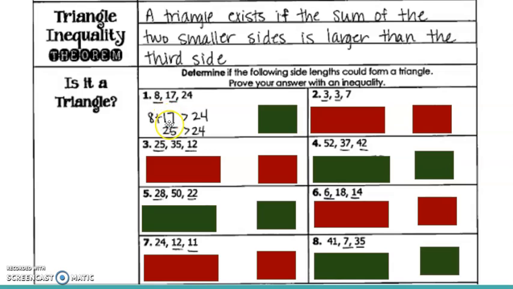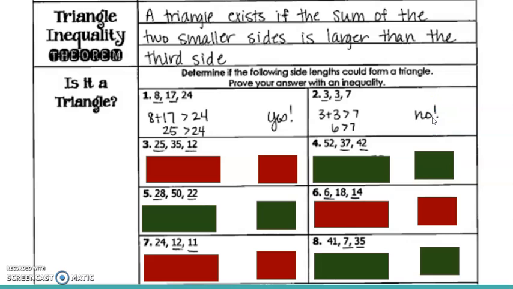8 plus 17 is 25. In this case, 25 is greater than 24. So I can say that yes, these sides form a triangle. Same thing with number 2. I'm going to find the two smaller sides out of 3, 3, and 7. 3 and 3 are our smaller sides. It's okay if they're the same. And I'm going to add them together and see if they are greater than that other side. When I do that, 3 plus 3 is 6. 6 is not greater than 7, so I would say no, this does not form a triangle.